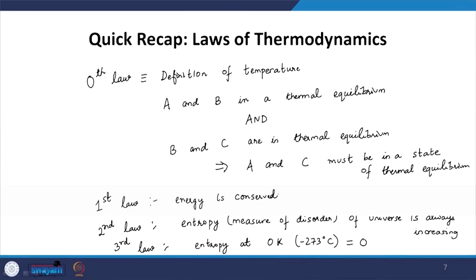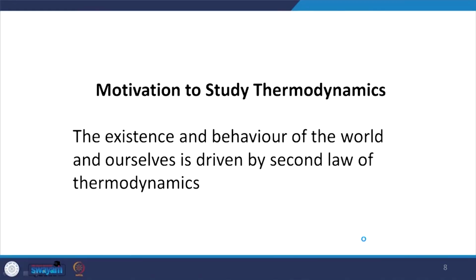That is why we measure temperature in kelvins. That entropy happens to be 0. So, the third law essentially sets the reference of entropy. The entropy must be 0 at 0 Kelvin. All the disorder should vanish at 0 Kelvin, and the second law says that the entropy of the universe is always increasing. So, with these ideas, what one can claim is that the existence and behavior of the world and actually ourselves is driven by the second law of thermodynamics.